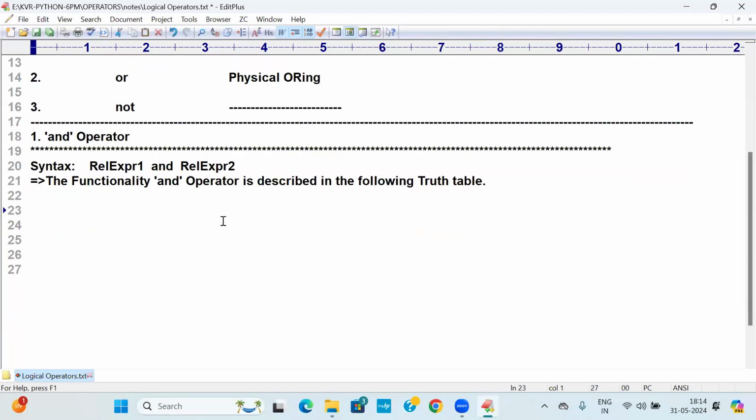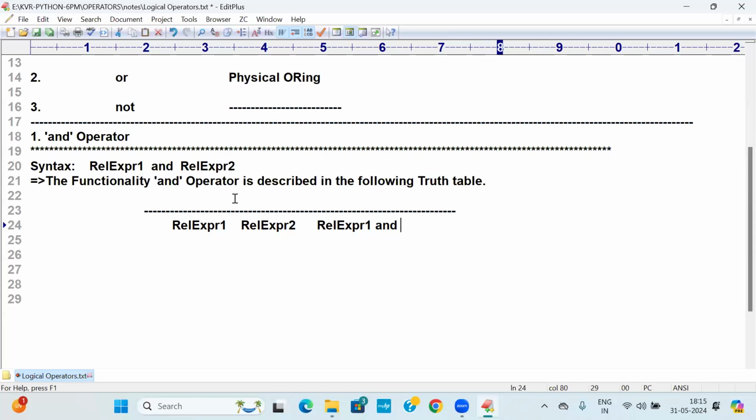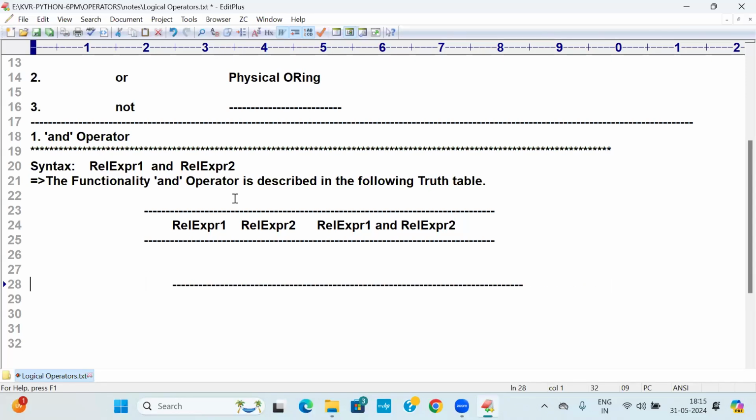I'm just writing a functionality table. That's all. Try to follow me carefully. What is the truth table? You just follow me. What is your relational expression 1? Relational expression 1, and there I'm taking relational expression 2. This is what I'm going to take up, and I am writing it something like this.